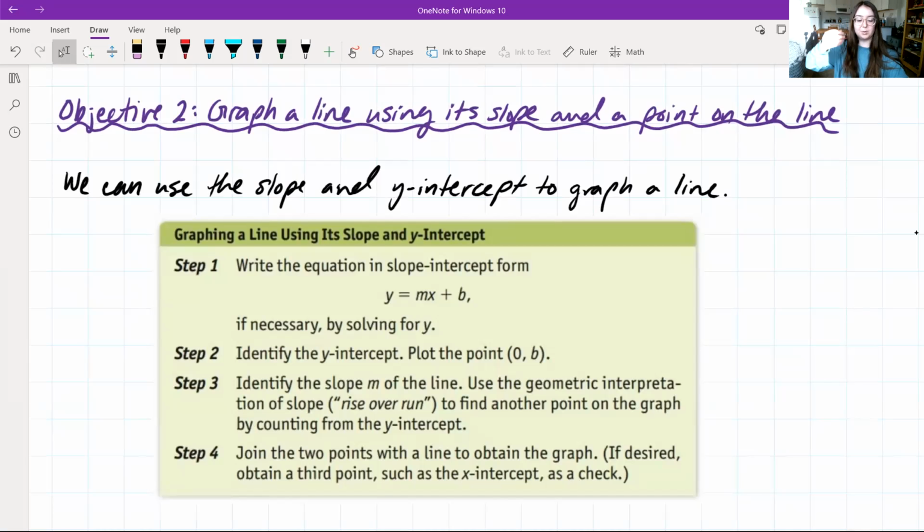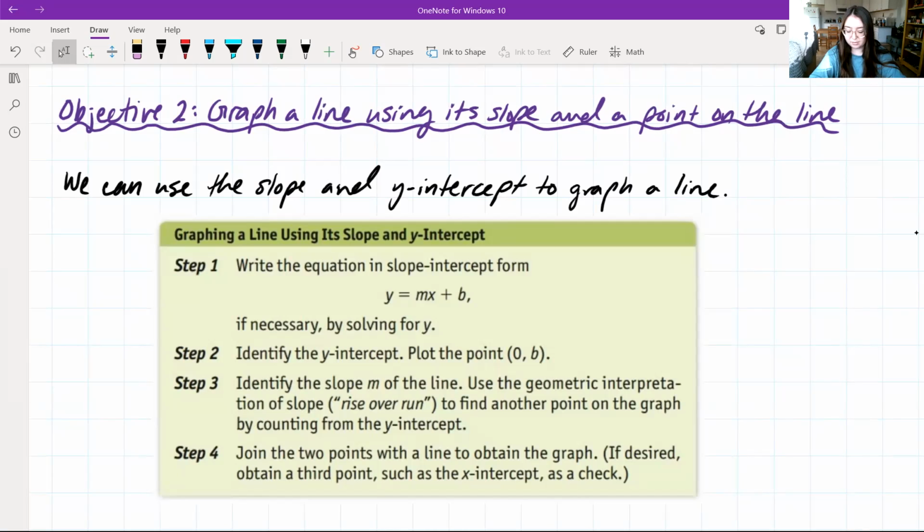All right, so objective 2, now we're going to actually graph a line using its slope and the point on the line. So we can use the slope and the y-intercept to graph a line, and we have 4 steps here. Step one, we want to write the equation in slope-intercept form if necessary by solving for y. So if our form is not already in slope-intercept form, we want to rewrite it.